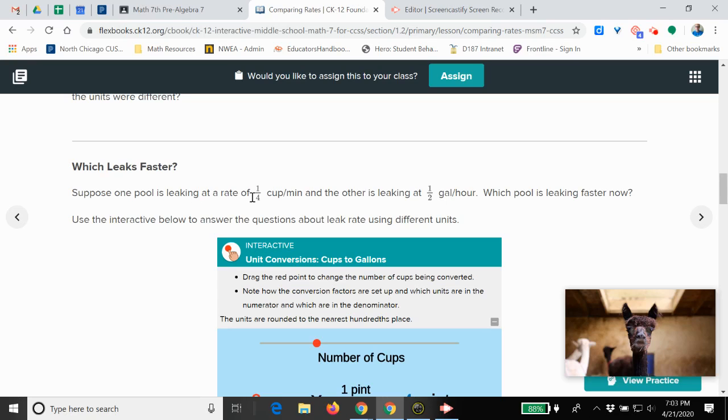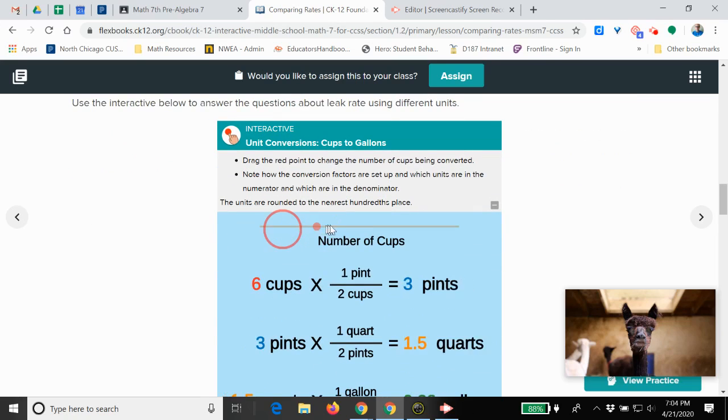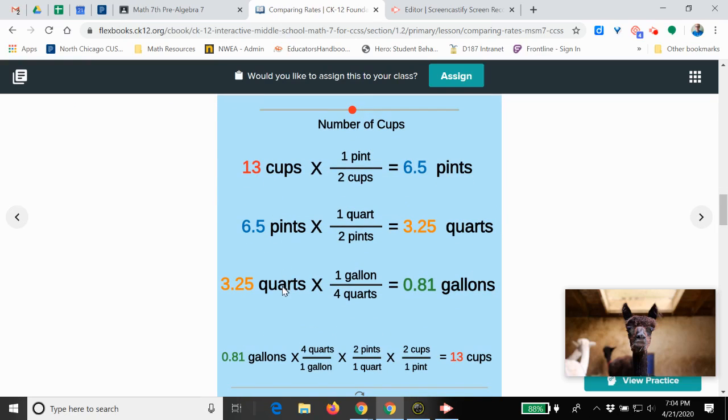So now we're leaking a quarter cup per minute, and this one is leaking a half a gallon per hour. So we've got cups and minutes, and gallons per hour. We've got to convert everything so they're all the same. This thing here converts. So notice we've got cups and pints and quarts and gallons. So 1 pint is 2 cups. Basically, a cup divided by 2 gives us a pint, and then the pint divided by 2 gives us the quarts, and then the quarts divided by 4 gives us the gallons, right? So we want to put this right here.